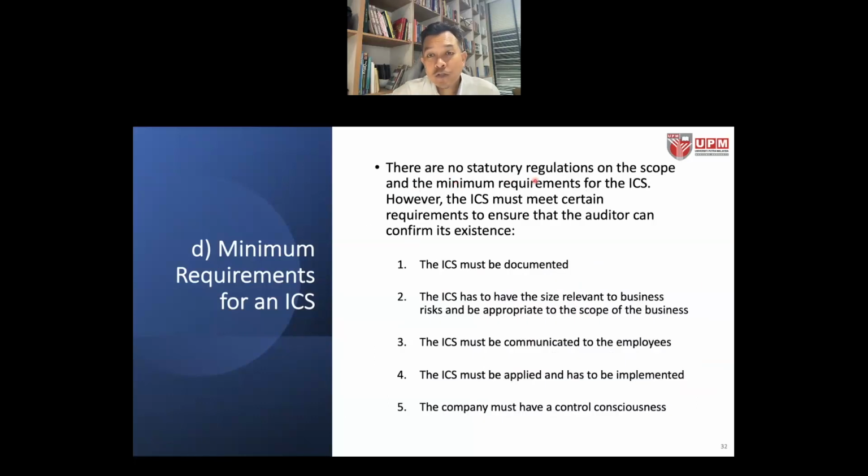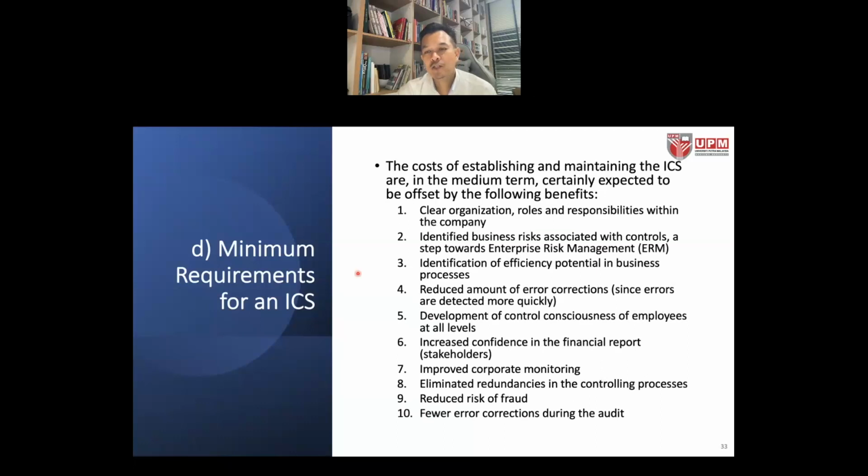So there are no statutory regulations on the scope and the minimum requirement for the ICS. However, ICS must meet certain requirements to ensure that the auditor can confirm its existence by showing the ICS that is already documented. ICS also has to have the size relevant to business risk and be appropriate to the scope of the business. ICS must be communicated to the employees, must be applied and implemented, and finally must have a control consciousness.